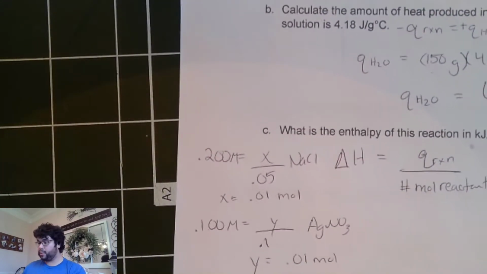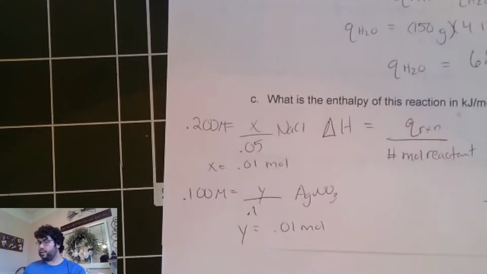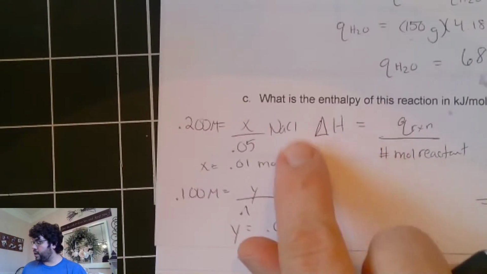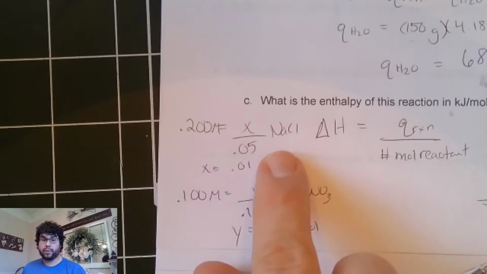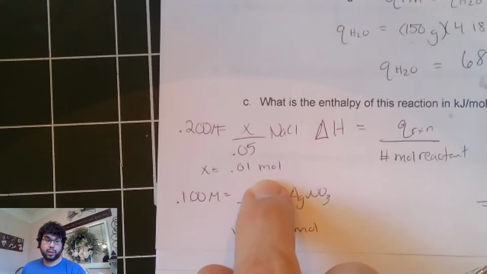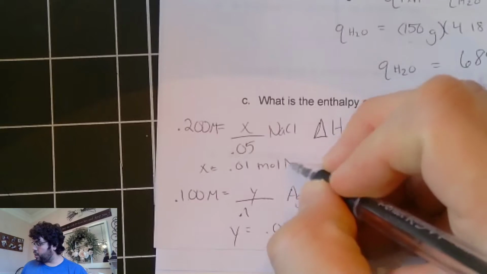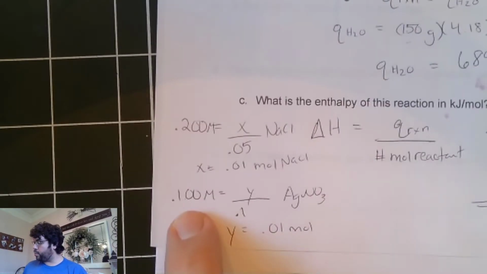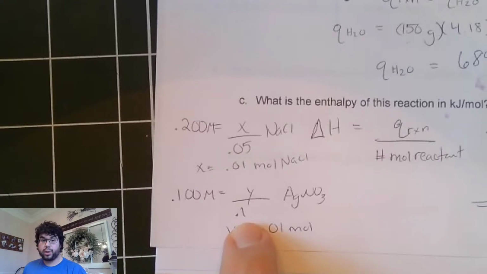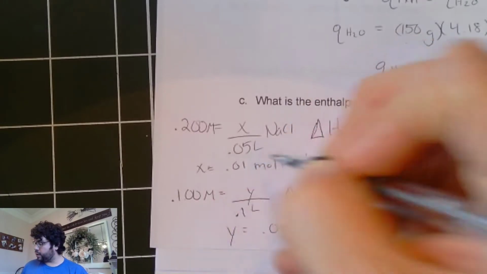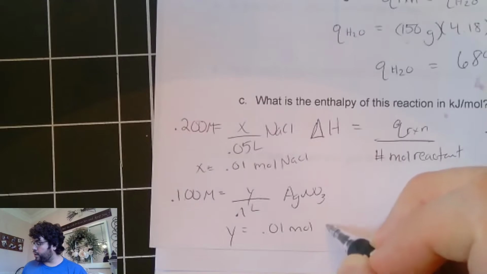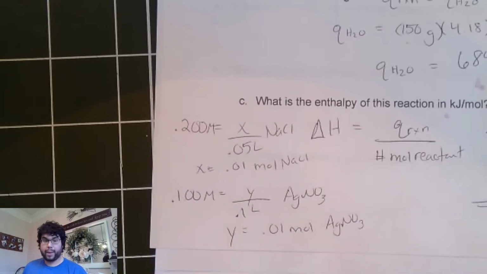However, in this problem, there is no limiting reactant because you have exactly the same number of moles of each reactant. For the NaCl, you have a 0.2 molar solution, you have 50 mL of it, so you have 0.01 moles of NaCl, and you have 0.1 molar AgNO3, and there's 100 milliliters of it. We'll put L for liters. And so you're going to have 0.01 moles of AgNO3 as well. All right. So it doesn't really matter which one you put under here. There's 0.01 moles of each reactant. So you're only going to make 0.01 moles of AgCl.